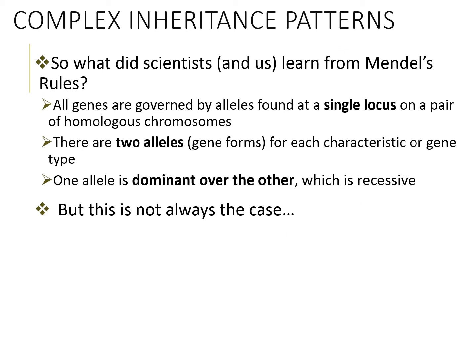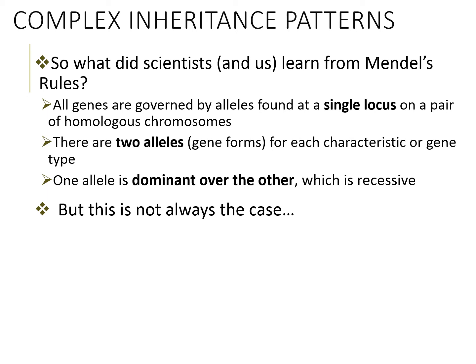So what did scientists and us learn from Mendel's rules? Number one, all genes are governed by alleles found at a single locus on a pair of homologous chromosomes. There are two alleles, or versions of a gene, for each characteristic or gene type, and one allele is dominant over the other, which is recessive.